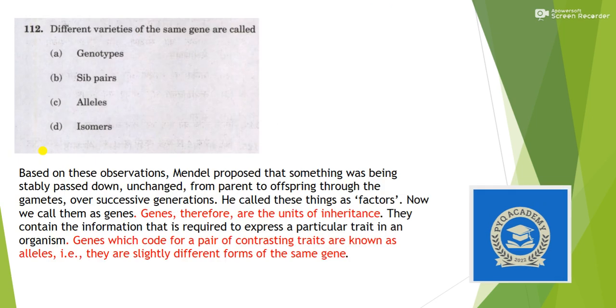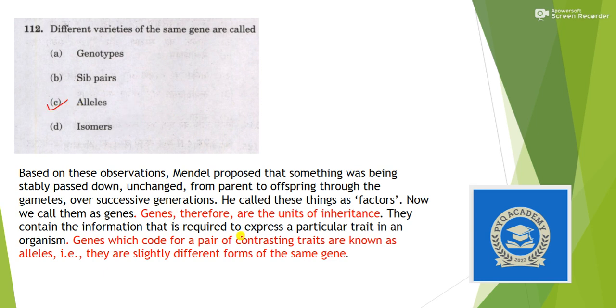Let's come to next question. Different varieties of same gene are called. Okay, so this is a question. Actually, generally the questions of biology are up to 10, but this question has been asked, and the reference of this question is from biology of class I think higher. I'm not sure whether it's 11 or 12. I think 11. Okay, so the answer is option C, alleles.